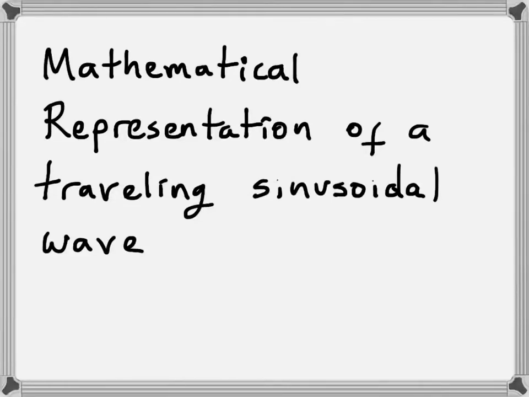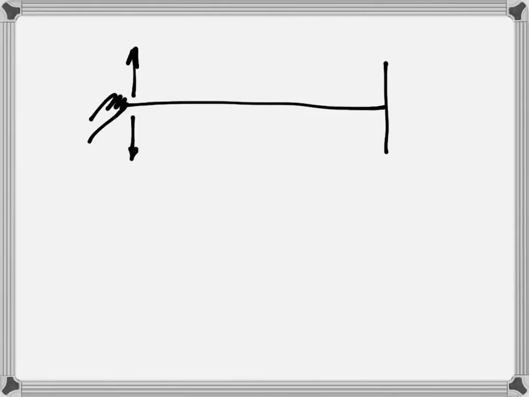Alright everybody, let's talk about the mathematical representation of a traveling sinusoidal wave. If we have a rope that we attach to a wall and then we grab one end of the rope and shake it up and down, we can produce a pulse like this with that kind of shape, and that pulse, as we know, is going to propagate down the rope. Sometime later the pulse is going to be somewhere there.